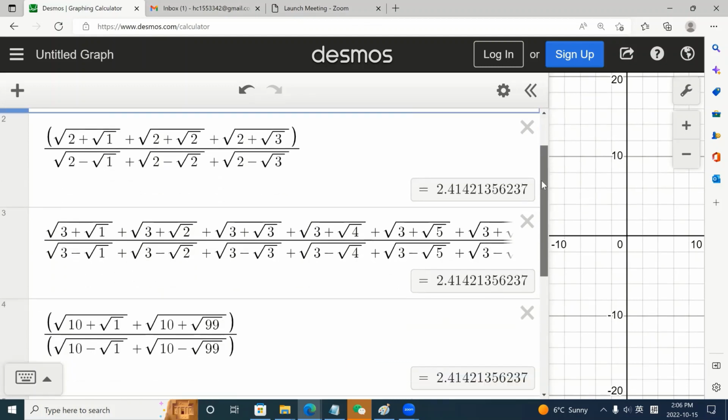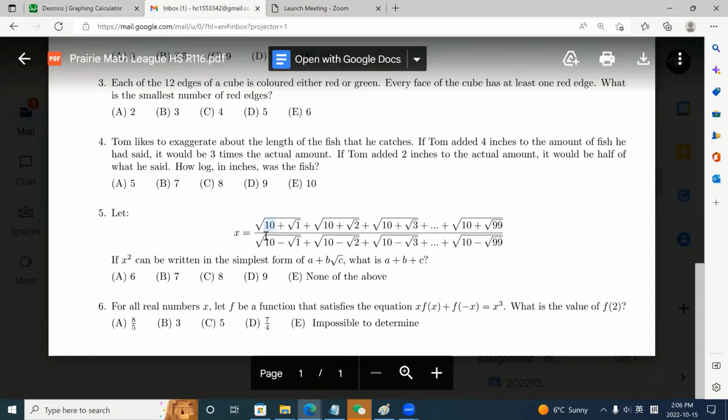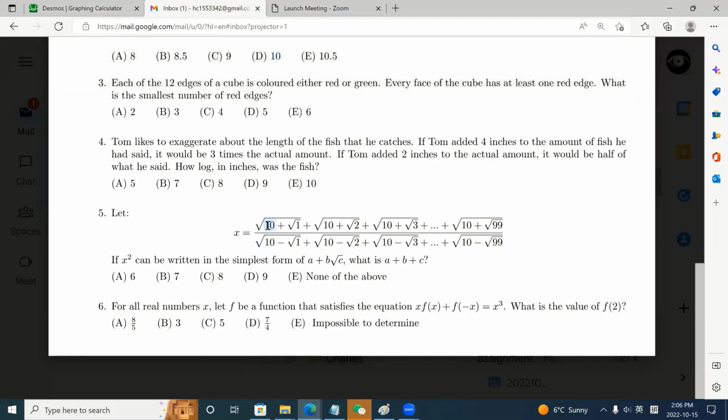So the pattern is suggesting that it doesn't matter what number this is. As long as it's the square root of some number plus the square root of 1, and if you keep adding until the square root of that number plus the square root of that number squared minus 1, divided by its counterpart, you will always get 1 plus the square root of 2 for x. And if you figure out x, you know what x squared is, and you know what a and b and c is. So that's the way I did it.